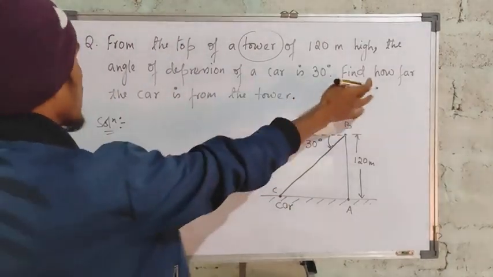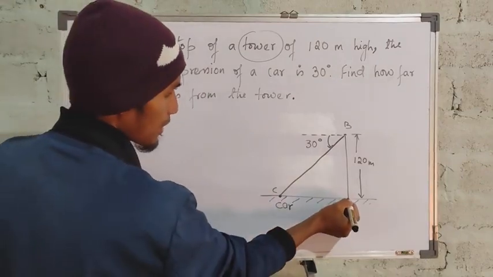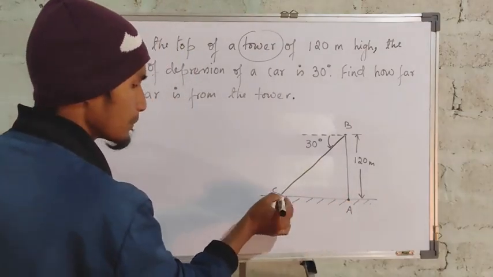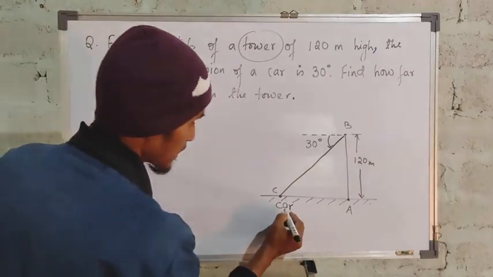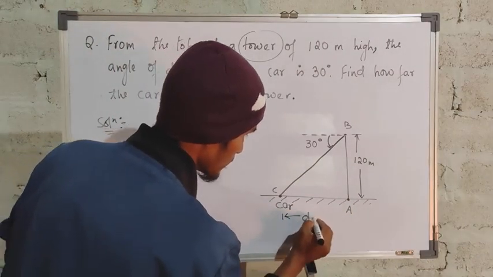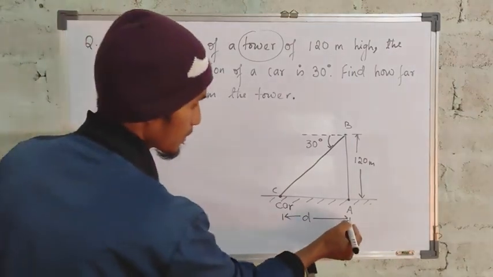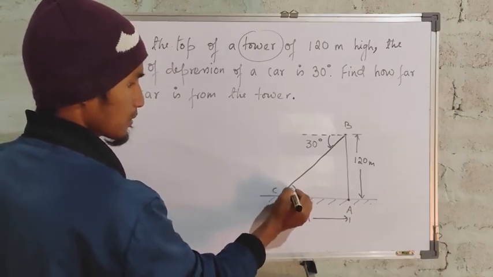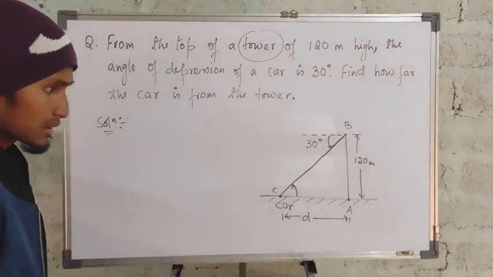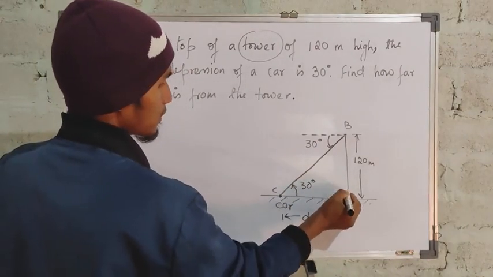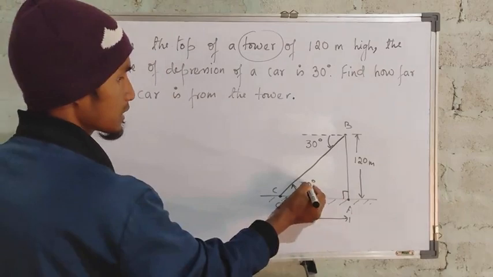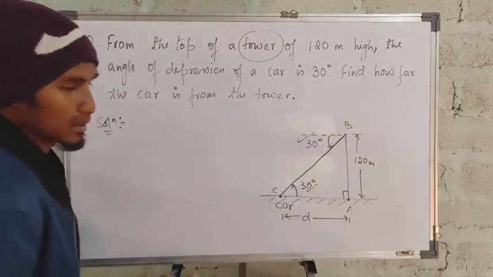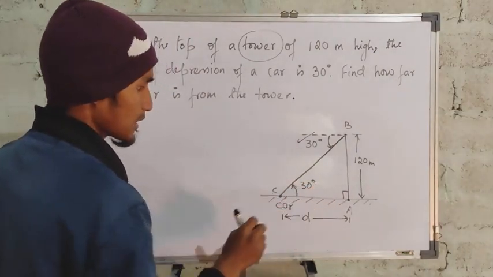Now, how far is the car from the tower? That means how much distance from A to C, or from the foot of the tower to the present location of the car. Let's take this as D, the distance of the car from the tower. If this angle is 30 degree, then this angle will also be 30 degree. You already learned this in class 9, that alternate angles are equal. This angle and this angle are both alternate angles.